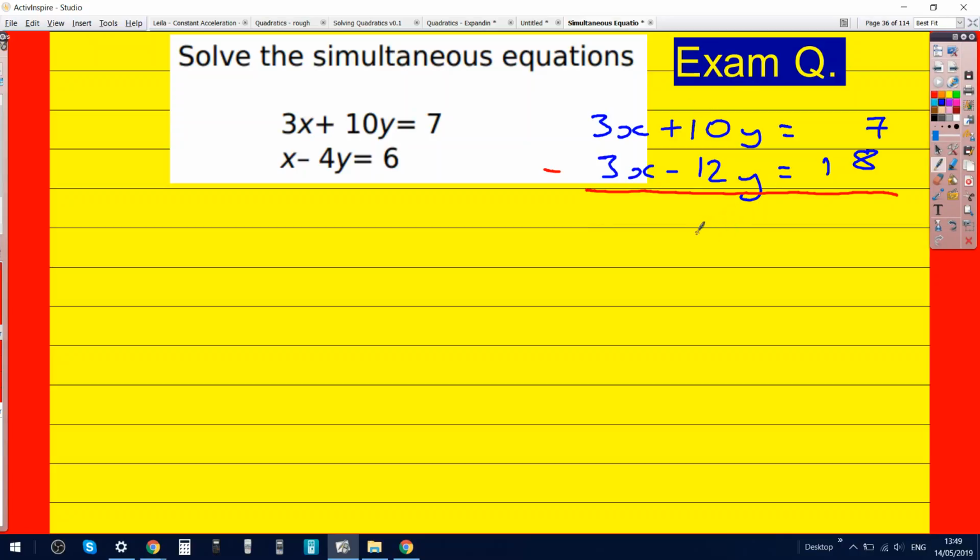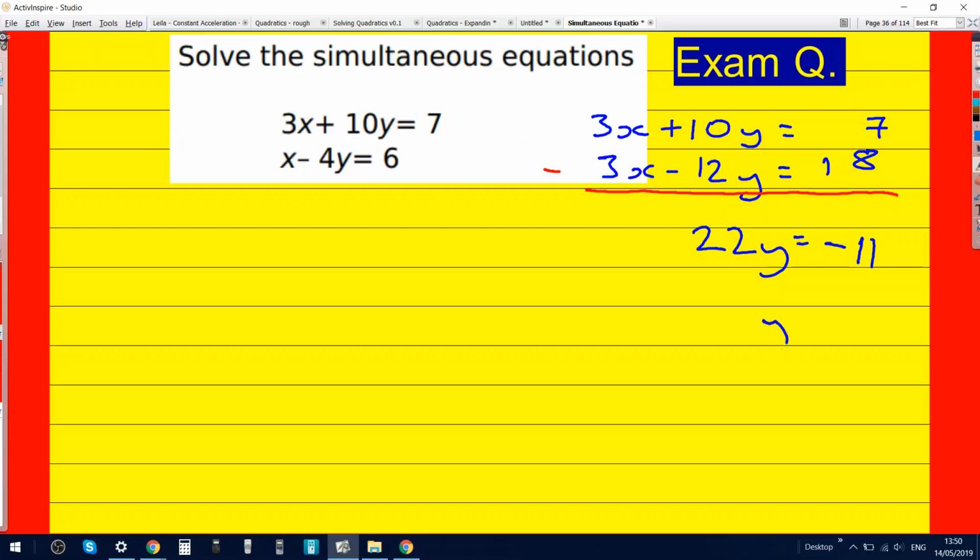So 22y equals, oh no, then 7 take away 18, so go down 7, then it's down 7, 11. Is that minus 11? Yep. So divide that by 11 divided by 22. 22 divided by 11 is 2. Like minus 2.